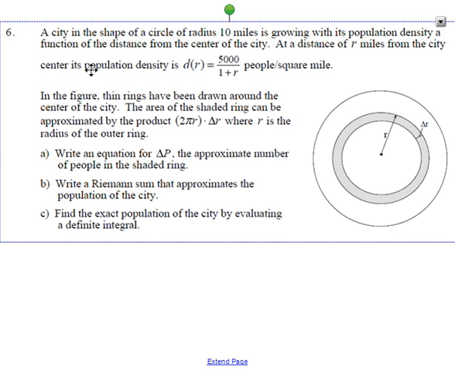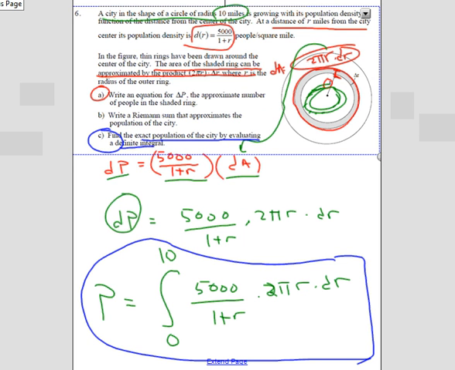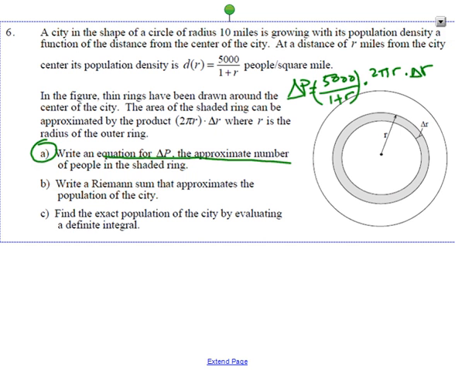But if we look at A, it says write an equation for the change of population. Well, we pretty much already did that. The change in population equals the density times the change in area, where the change in area is 2 pi r times change in r. So we already wrote that. That's just this right here. And then it says write a Riemann sum that approximates the population of the city.